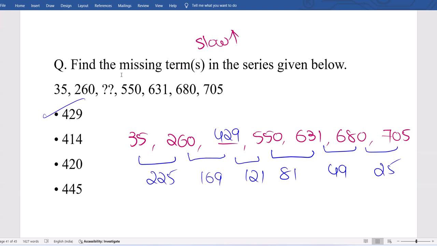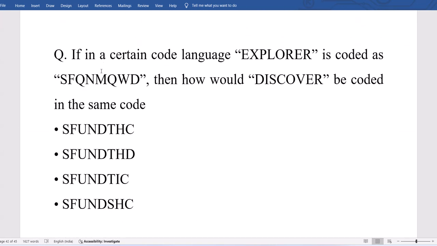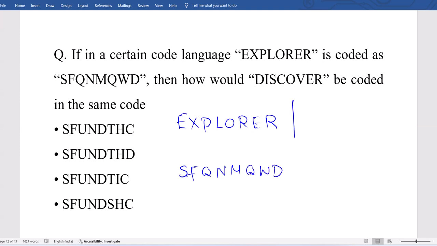Series related to numbers, series related to letters also possible. Coding and decoding. We'll focus on blood relations also soon. I expect you people to solve these questions. Coding and decoding. Notes will be shared. Don't worry about that notes part. Focus on how you are approaching the question. What is the time you taken to solve that question?